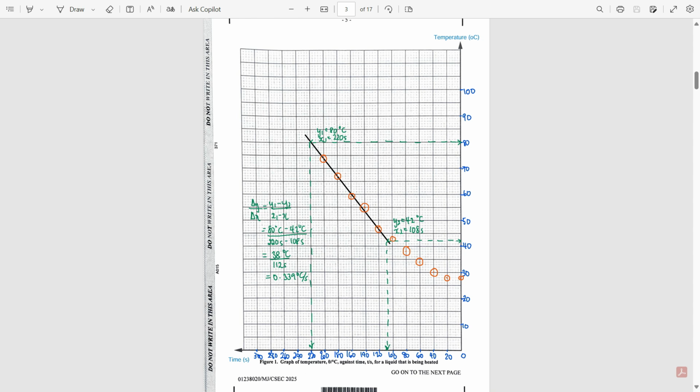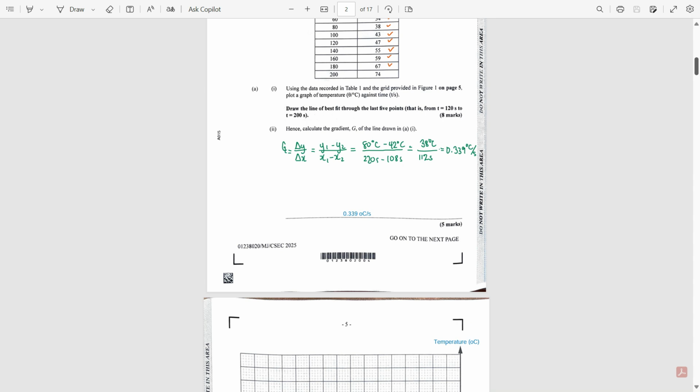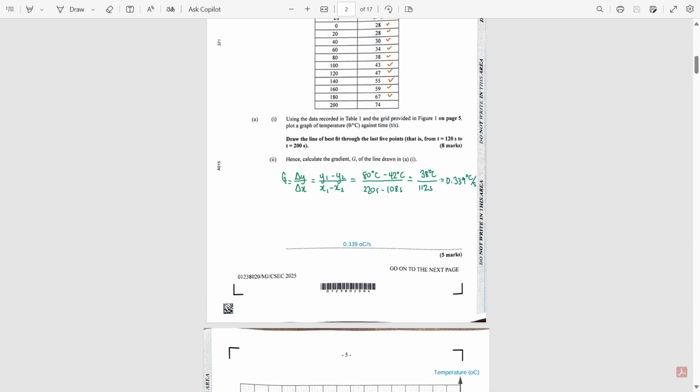Then, of course, for gradient, you have to do the change in y over the change in x. So I subtracted 42 from 80, then divided it by the difference of 220 minus 108 seconds to get 38 degrees Celsius over 112 seconds. And from there, we got the gradient to be 0.339 degrees Celsius per second. Now, of course, we had to move all of this up here in the space provided. You can't leave it on the graph.